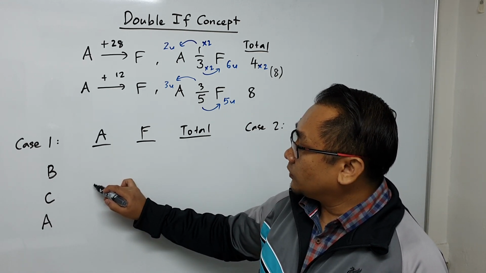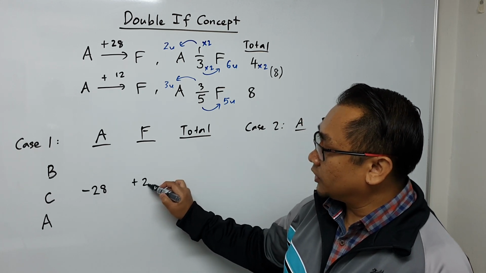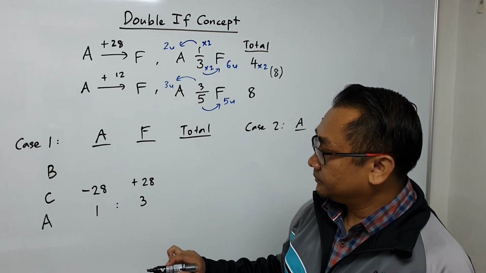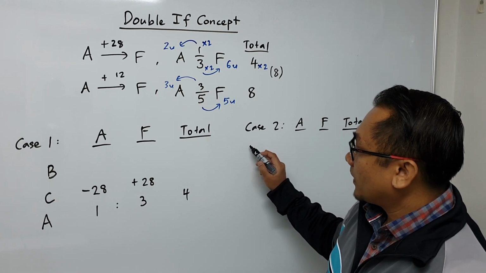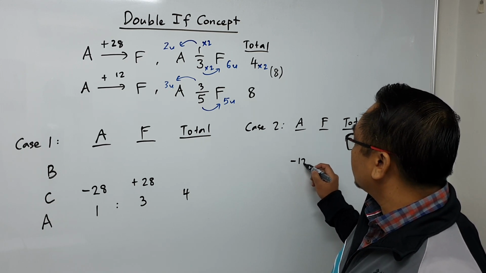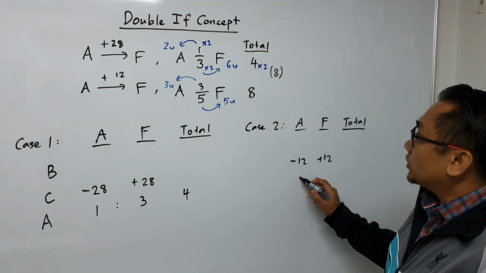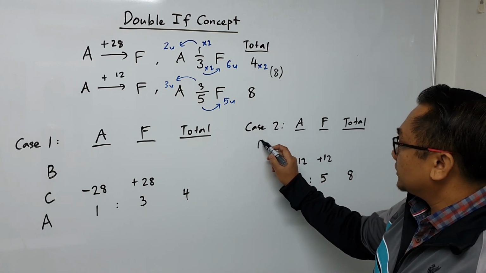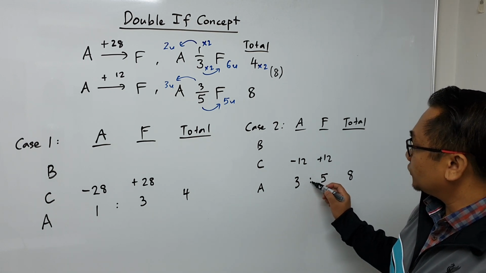So in case 1, what was given? Alfred gave 28 to Fiona, so we minus 28, Fiona plus 28. And then Alfred becomes 1 is to 3. The total is 4 units. But in case 2, Alfred gave only 12 stamps to Fiona. So give 12 stamps to Fiona, so the total becomes 3 is to 5. So this is the change and this is after. So the after ratio becomes 3 is to 5.